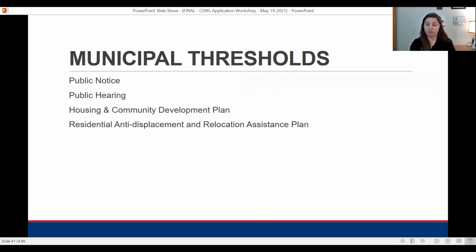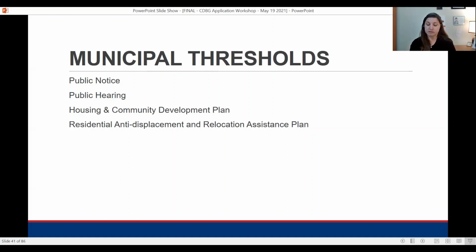So municipal thresholds include public notice, which includes a public hearing that needs to occur regarding the project, and there are timelines and timeframes for public noticing and for that public hearing that you need to make sure you pay attention to. Again, the purpose of all this is to make sure that the public is informed about the CDBG program and the project that you are hoping to undertake.